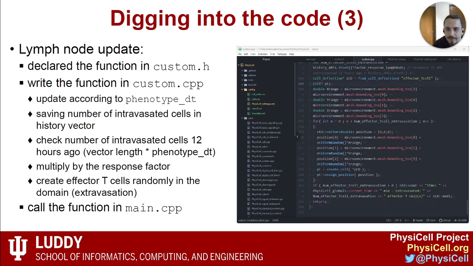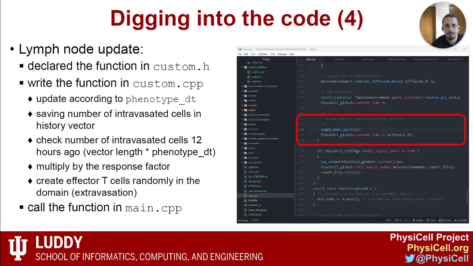So I'll just explain here how we select that position randomly. We basically start by selecting the range of the domain, the X, Y and Z ranges, and using a uniform random number for each of these ranges to define the position of the new cells, using the function assign position. In main.cpp, we basically just call this function, lymph node update. In this place, it's possible to add other functions.